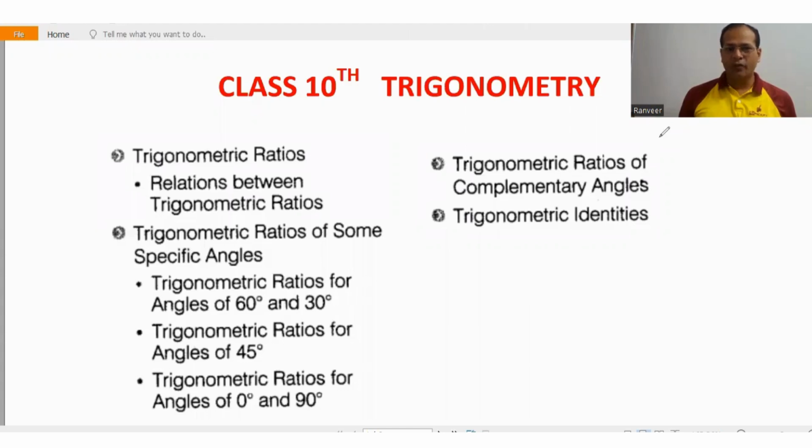Now in trigonometry, if you see the total syllabus, the first part is trigonometric ratios. After that, in the trigonometric ratios for specific angles, we have to find the values for 0, 30, 45, 60 and 90 degrees, and then complementary angles and trigonometric identities. These are the total 4 parts we have to read. Now, one by one, we will see.